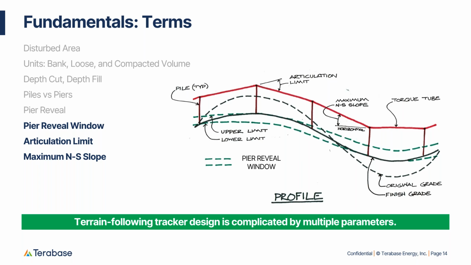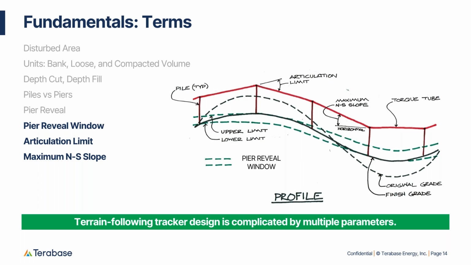So we've stuck to the articulation limits and the maximum north-south slope, and we've kept our pier reveal window. The two dashed green lines on the screen that run parallel are what we call the pier reveal window. That's how much you allow the grade to undulate underneath your tracker. The larger the pier reveal window, the less grading you'll have to do. As you shrink that pier reveal window down to 0, your earthwork volumes are going to increase.